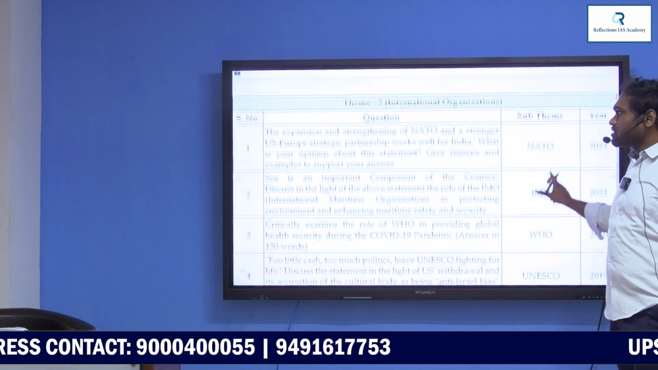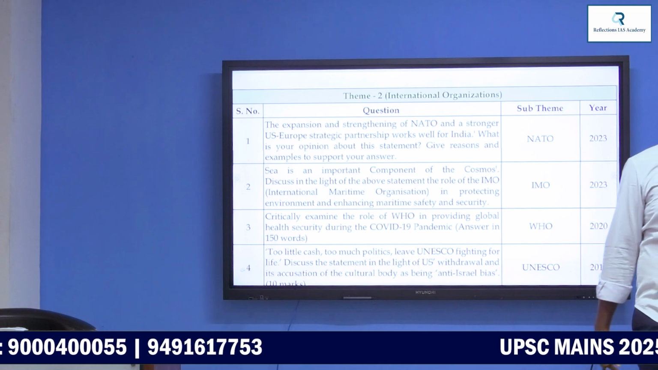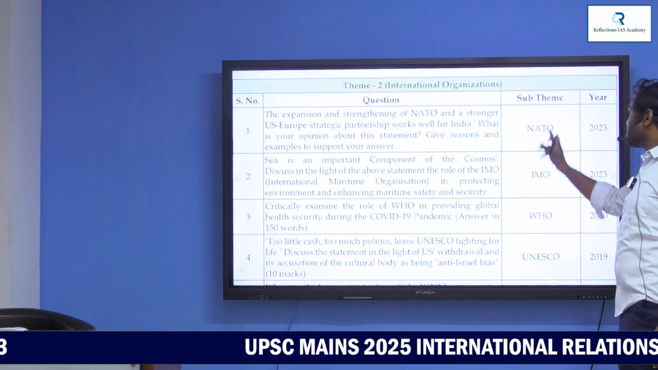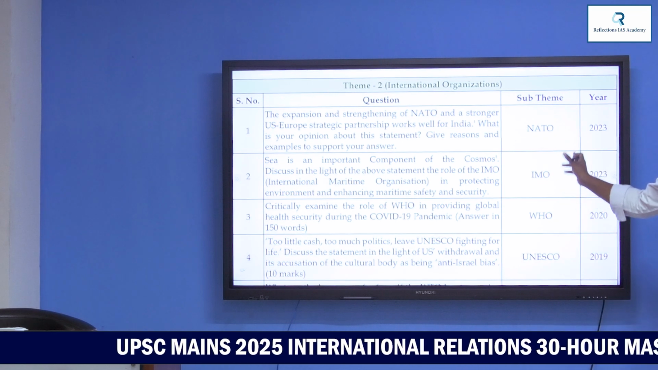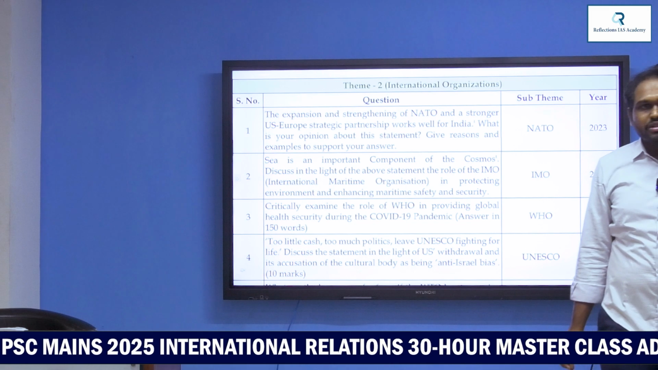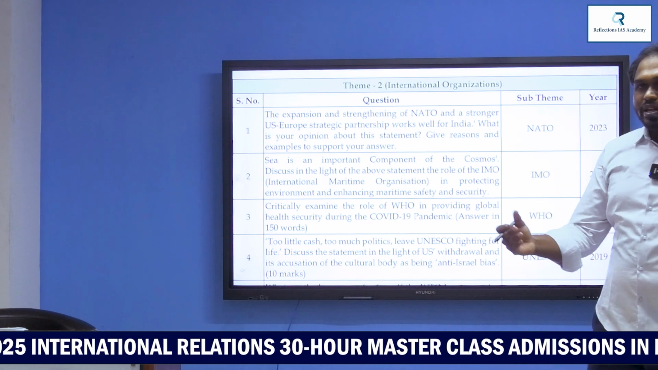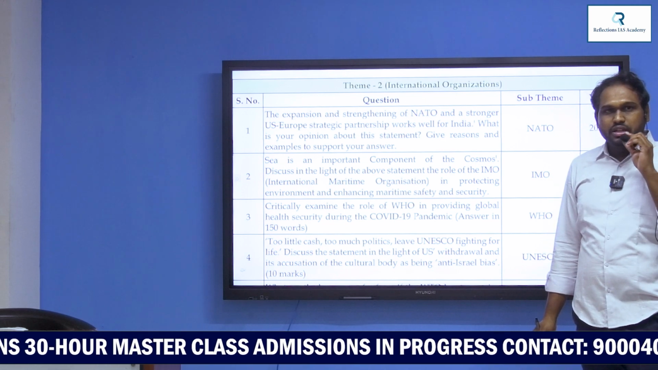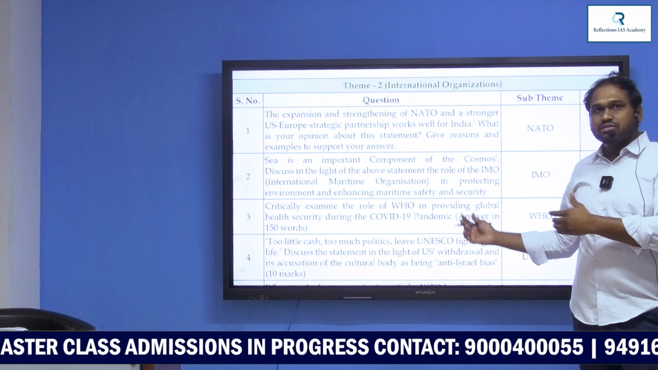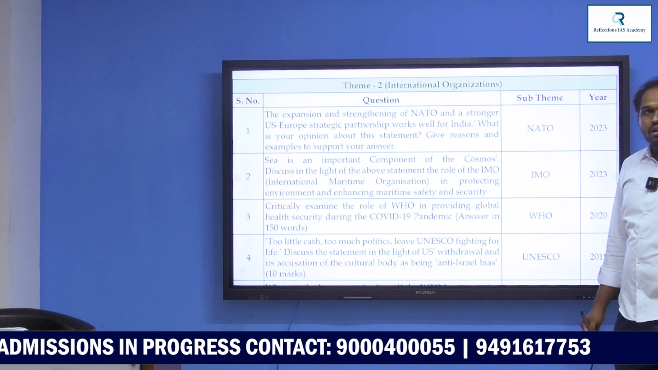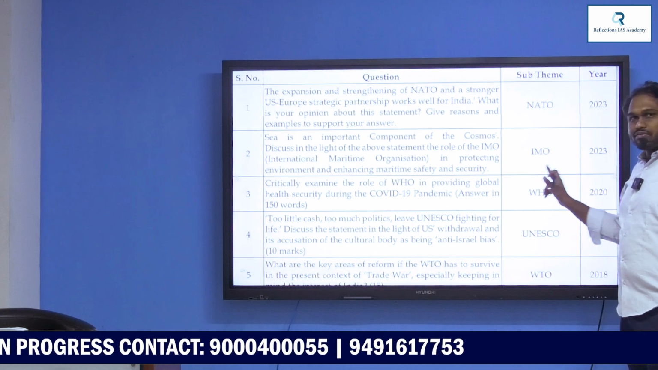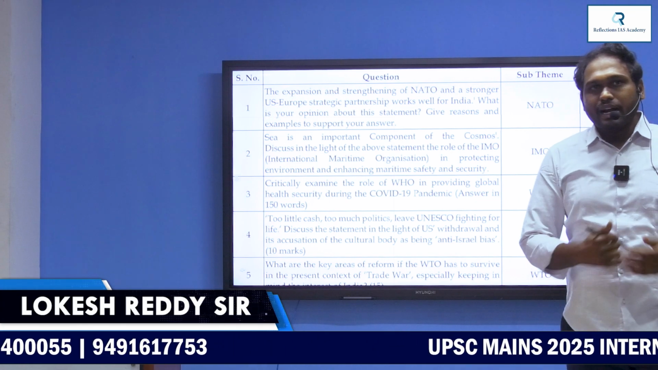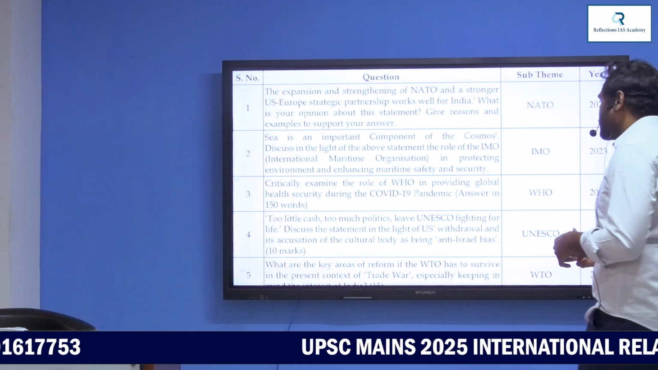Next theme we have is international organizations, aligning with the syllabus. Theme 2 is international organizations. Now you can observe on the right side, what are the questions being asked? One question is on NATO. Why do you think NATO was being asked? The reason would be the Ukraine-Russia conflict and the probable involvement of USA. USA is the leader of NATO, the North Atlantic Treaty Organization. After that, a question on the International Maritime Organization regarding the regulation of the high seas.